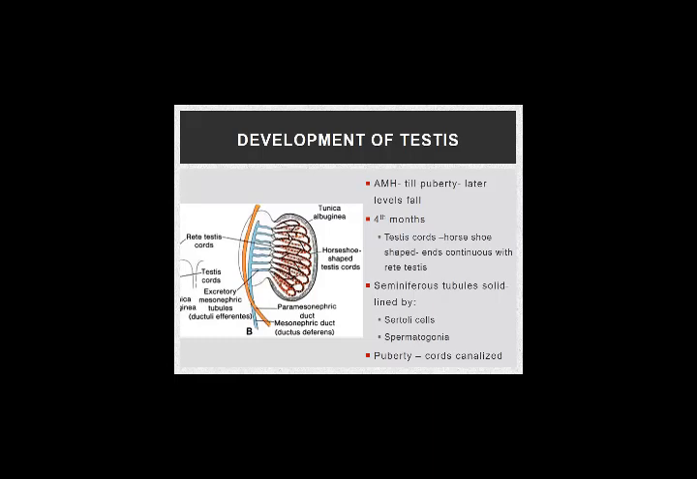These cords are lined by two types of cells we just discussed: Sertoli cells that secrete anti-Mullerian hormone, and cells of spermatogonia. That means what we saw in the previous slide, we saw the spermatogonia developing.